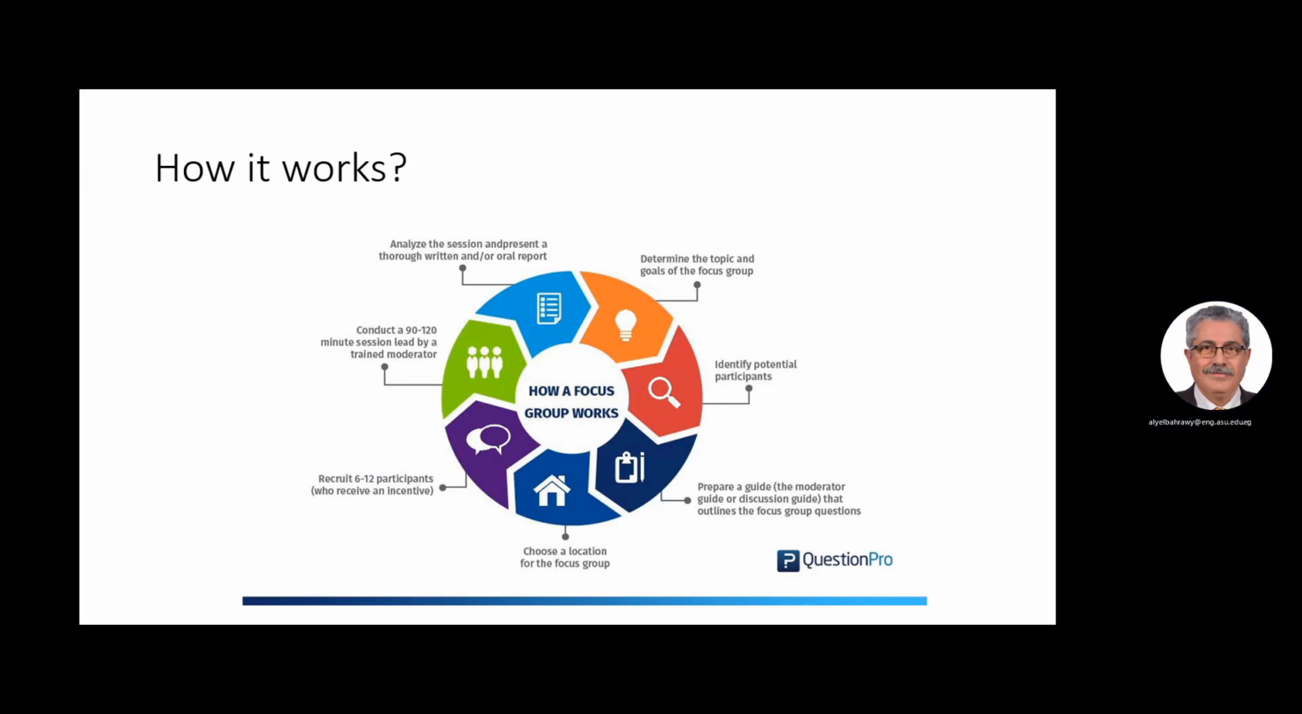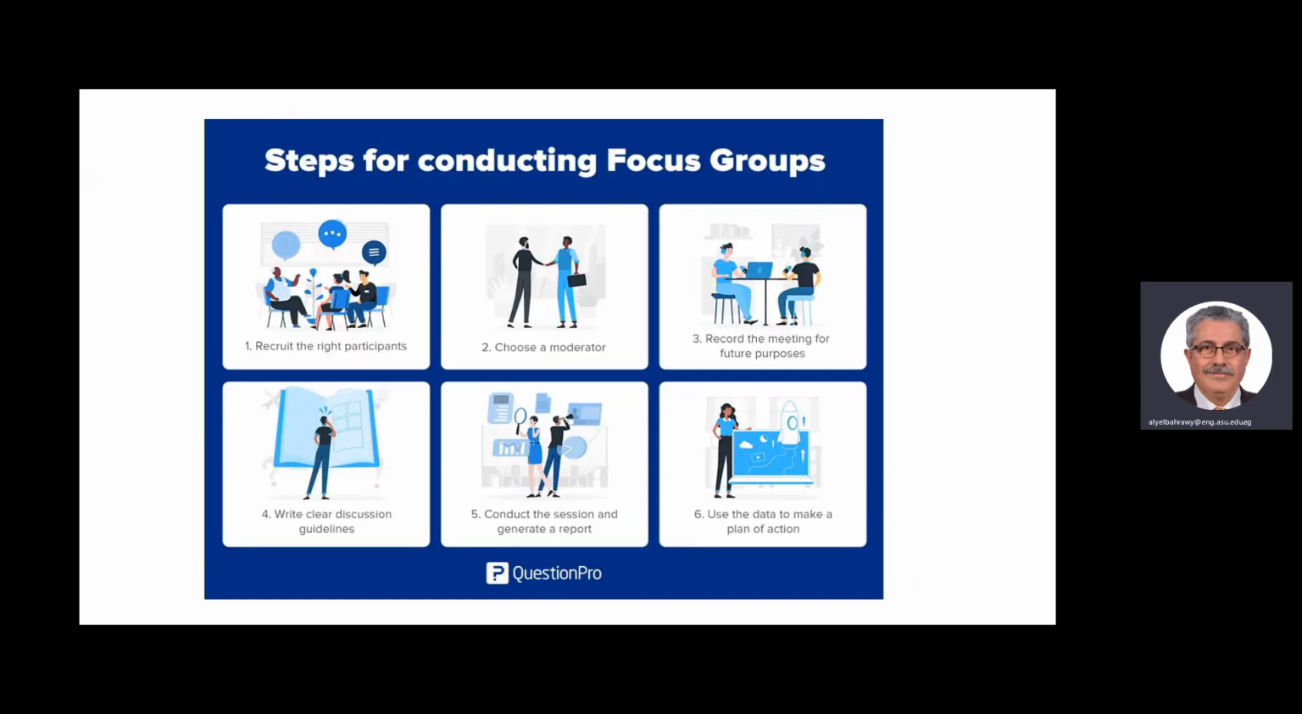At the middle, there is a question: how does a focus group work? And there are different elements. Determine the topic and goals, identify potential participants, prepare a guide that outlines the focus group questions, choose a location, recruit 6 to 12 participants, conduct a 90 to 120 minute session led by the moderator, analyze the session, and present a thorough written and oral report.